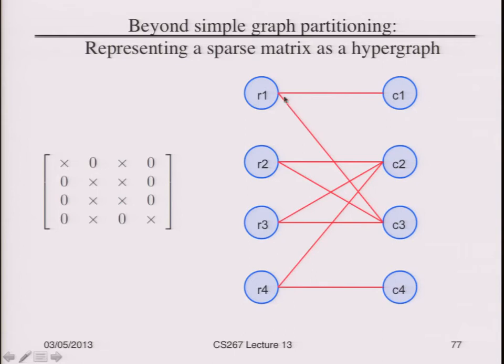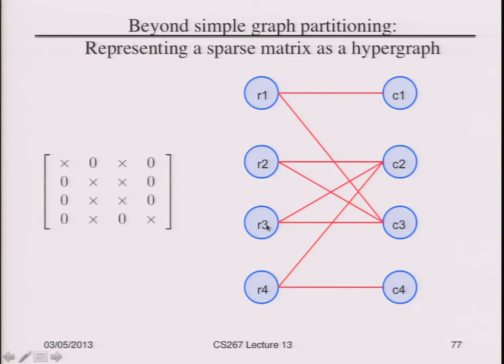I'm going to represent it here initially as what I call a bipartite graph. So I have one vertex for every row, 1 through 4, one vertex for every column, and one edge for every non-zero. So this is completely isomorphic to that graph, right? I've lost no information. And it also captures the fact that column 3 has 3 non-zeros in it, connected to row 1, row 2, and row 3.